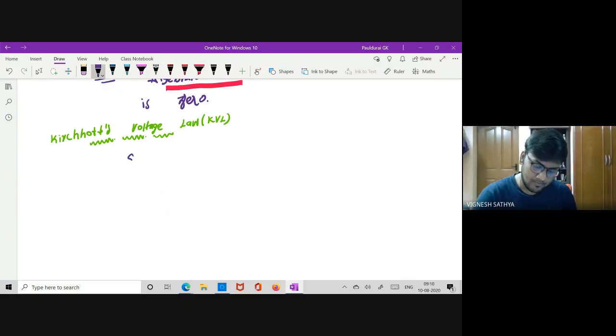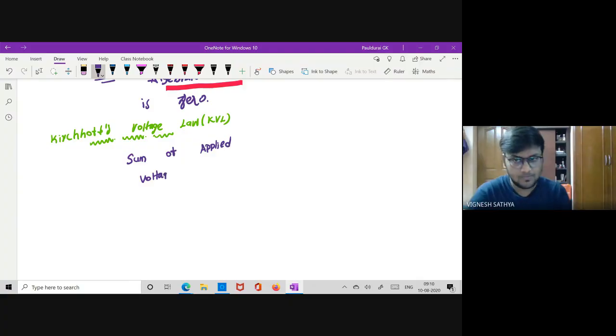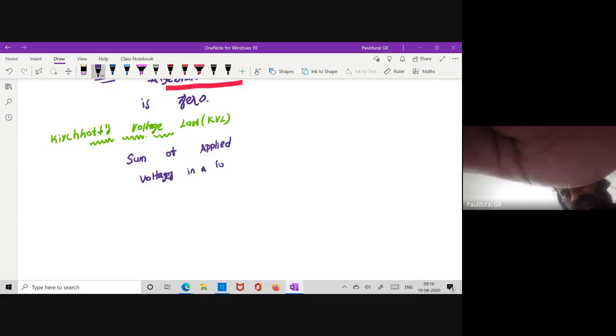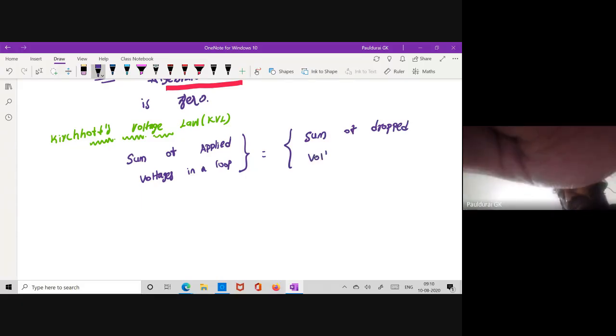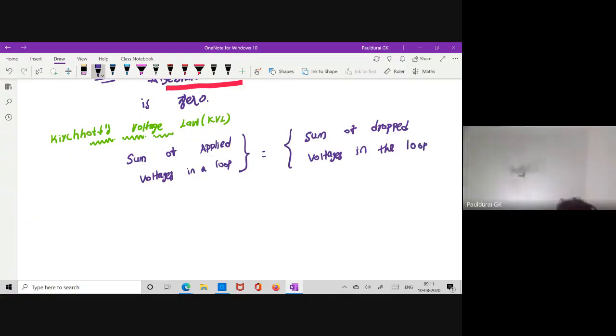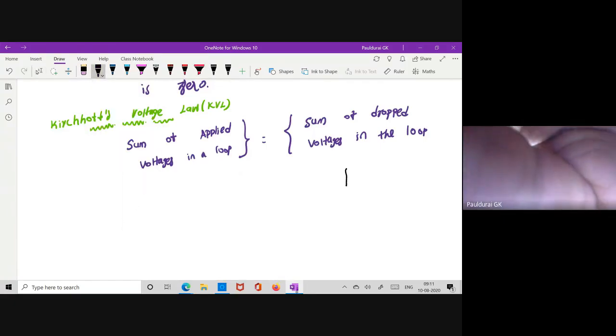So sum of applied voltages in a loop, which is equal to sum of dropped voltages in that loop, right? So now for this, first take the same example that I took last class. Take this circuit.